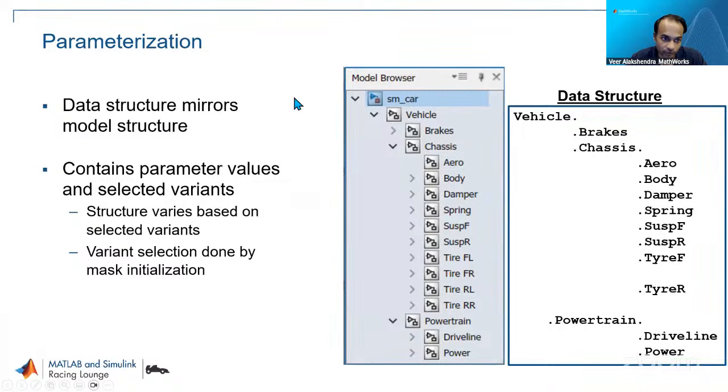I was talking about the data structures. The data structure mirrors the model structure, and it contains parameter values and selected variants. So if you want to change something, this is the structure that you need to find and parameterize as per your requirements.